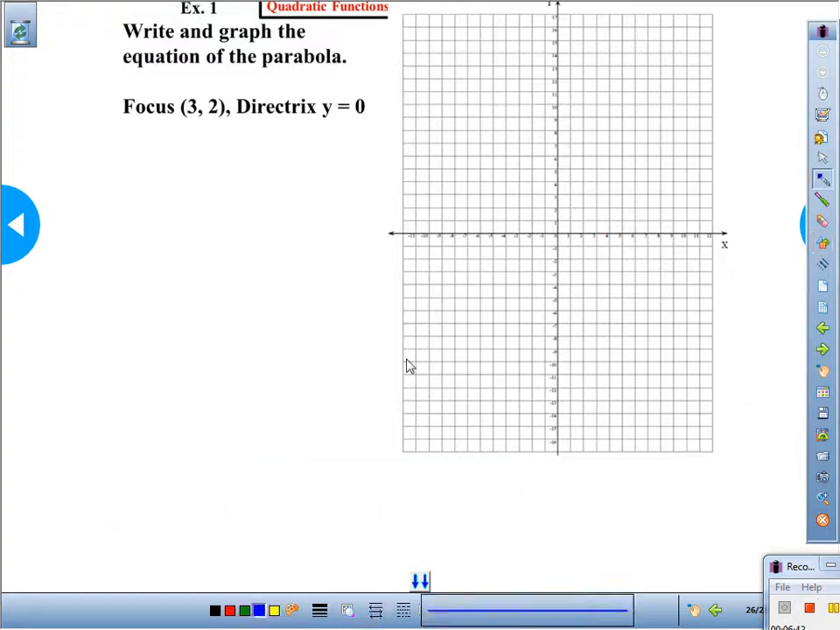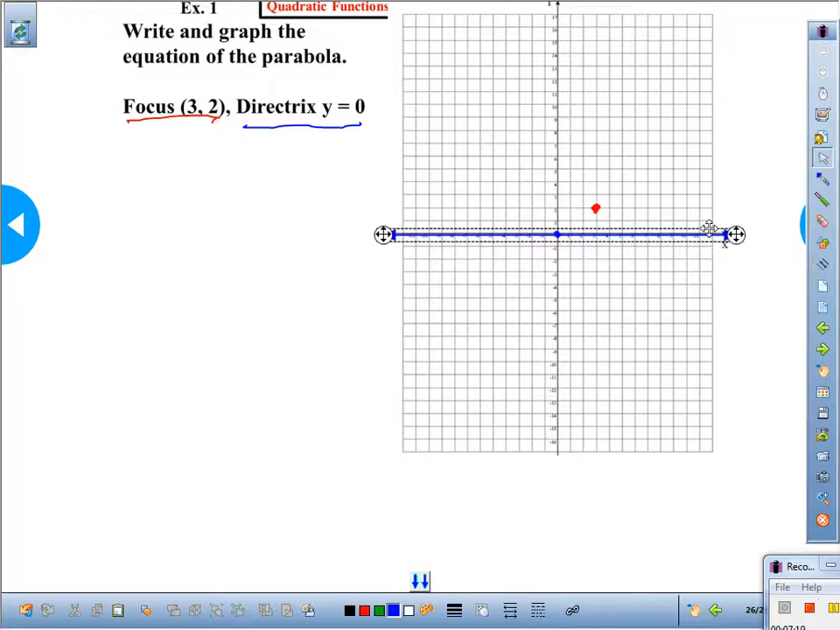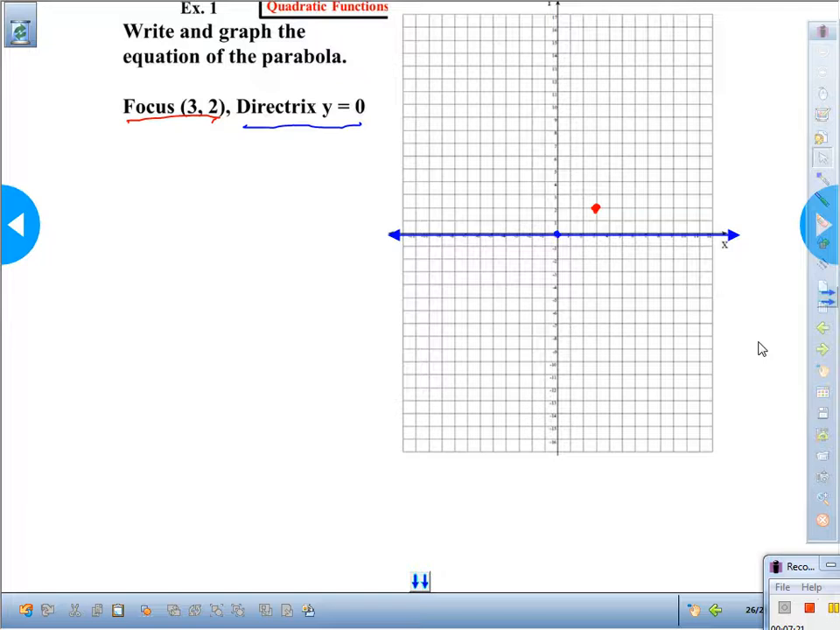First, the very first thing we did with last night's homework was plot our focus in red and graph our directrix. So what is our focus? (3, 2). Do that with me. (3, 2). The directrix goes through y equals 0. Y equals 0 is right here. That means there's a straight line going through y equals 0. There it is. Does that seem familiar? Yes.